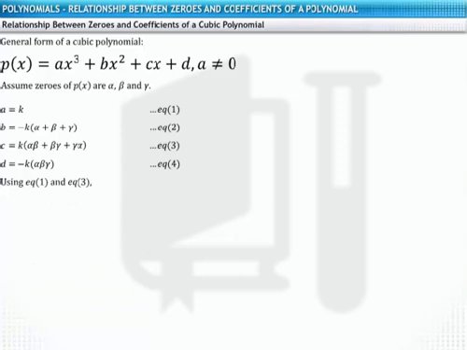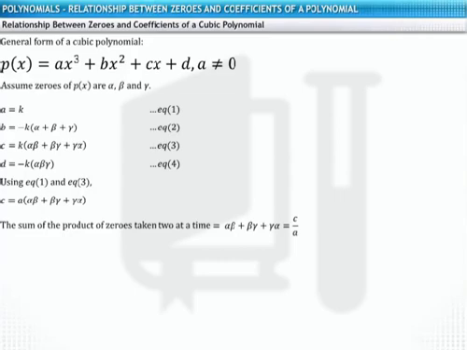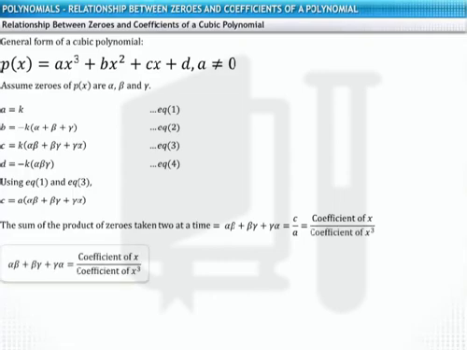Next, by using equation 1 and 3, we get the sum of the product of zeros taken 2 at a time is equal to c divided by a. Here c is the coefficient of x and a is the coefficient of x cube. Therefore, this equation defines the relationship between the sum of the product of zeros taken 2 at a time and the coefficients of the cubic polynomial.